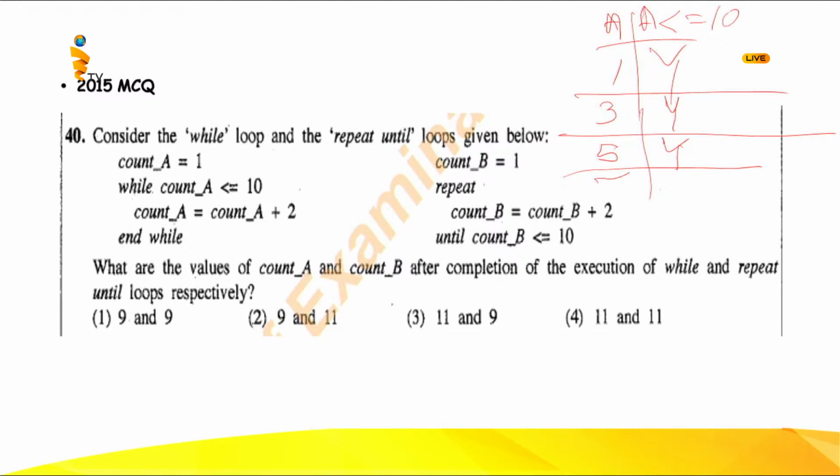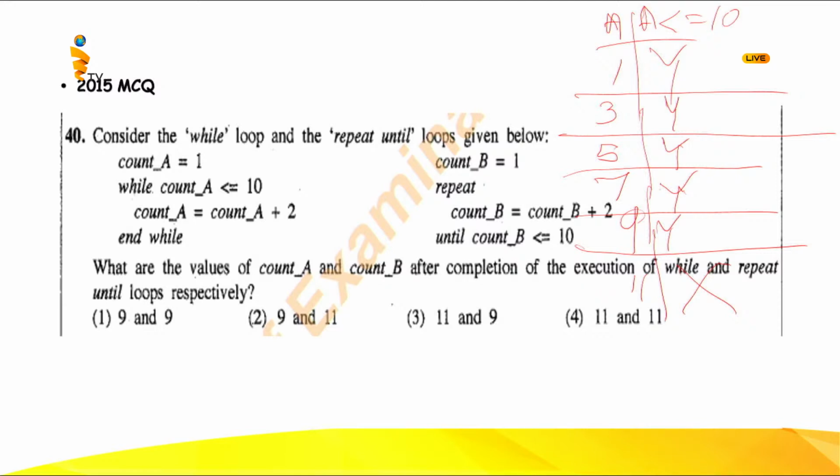So it becomes 7. Is 7 less than or equal to 10? Yes. Then it has to become 9. Is 9 less than or equal to 10? Yes. Then afterwards it will become 11. Then we check again, 11. Is 11 less than or equal to 10? No. So here our while loop stops. Now the value of our count A is 11.